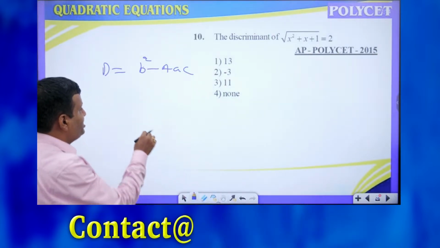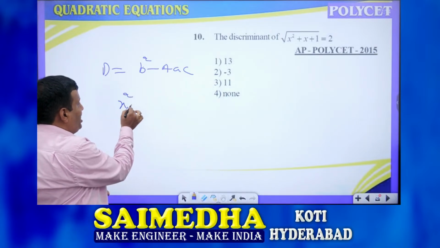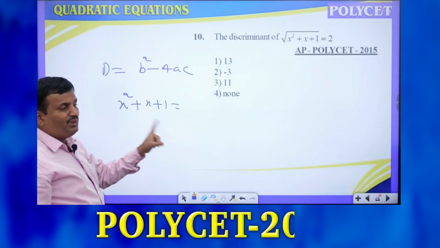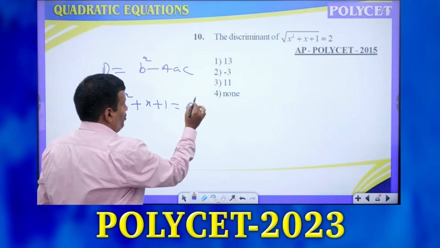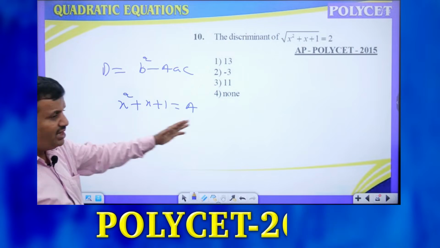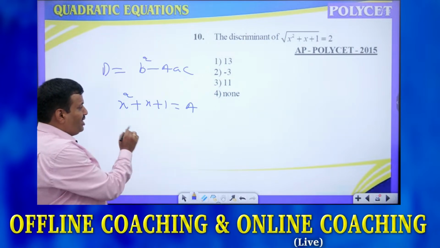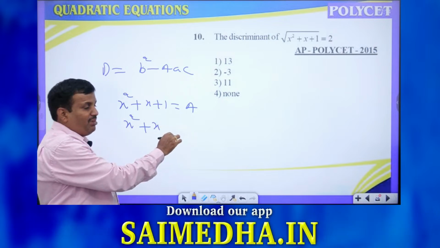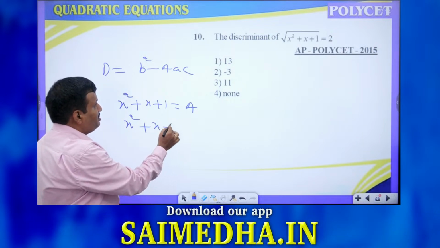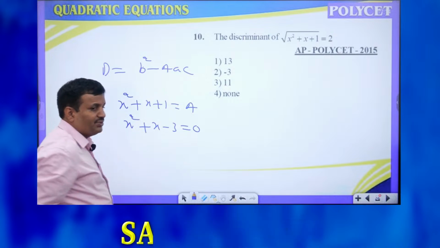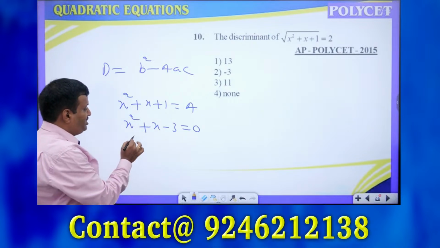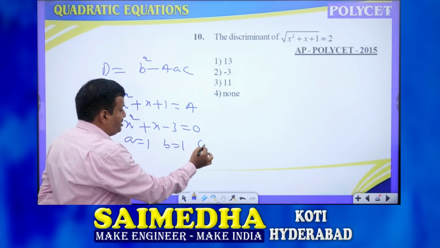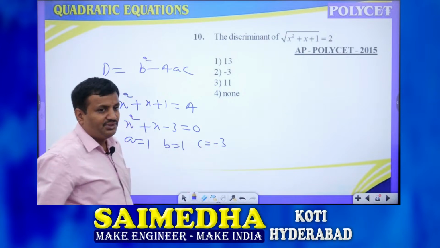Squaring on both sides, what result will you get? x square plus x plus 1 is equal to 4. Squaring on both sides, now it is a quadratic. What is the result we are going to get? x square plus x plus 1 minus 4, that is x square plus x minus 3 equal to 0. A value is 1 here, b value is 1, c value is minus 3.